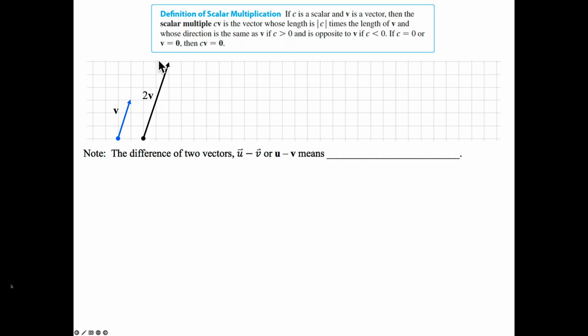Up 6, right 2. If I wanted to do half of v, okay, instead of up 3, right 1, I'll go up 1.5 to the right 1/2. You're basically cutting the slope values in half. If I want to do negative v, everything's in reverse. I multiply by negative 1. Instead of going up 3, right 1, now I go down 3, left 1. So when you multiply by a negative, that means the vector is going to go in its opposite direction.